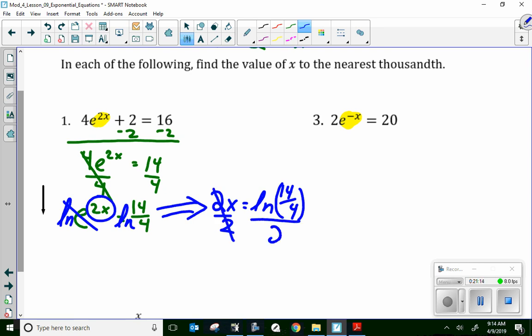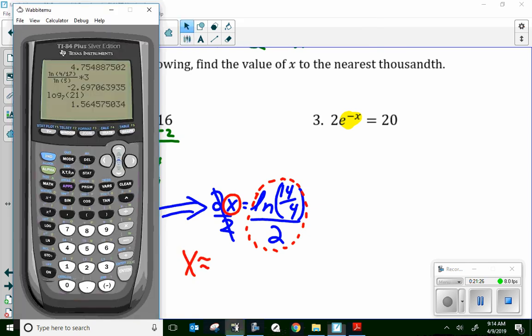You see how natural log and e work? It becomes really, really easy. Now I've just got to put this in my calculator and hit enter, and that's what x is equal to. So I've got the natural log of 14 divided by 4, and I'm going to take that and divide it by 2. And you should get 0.626.